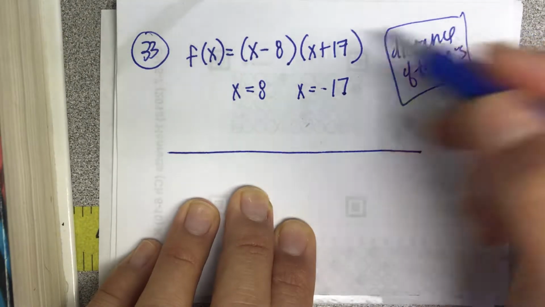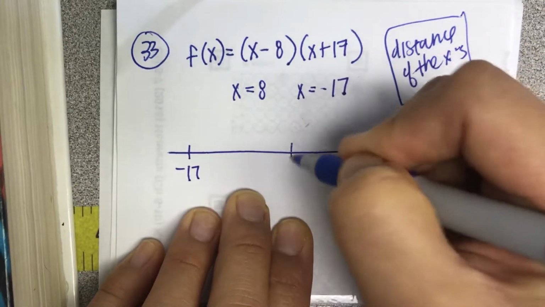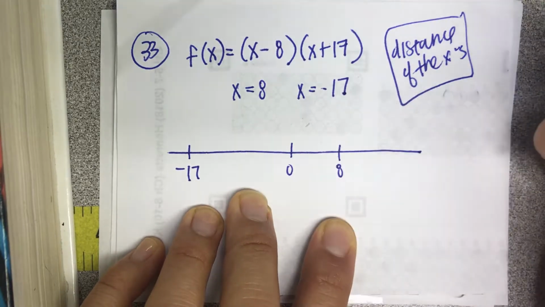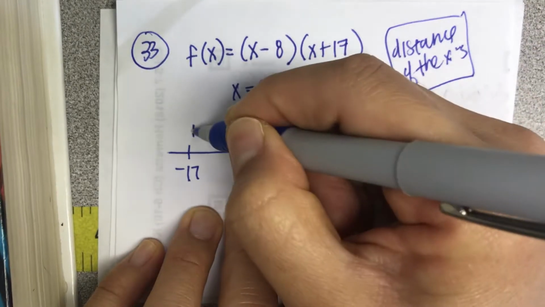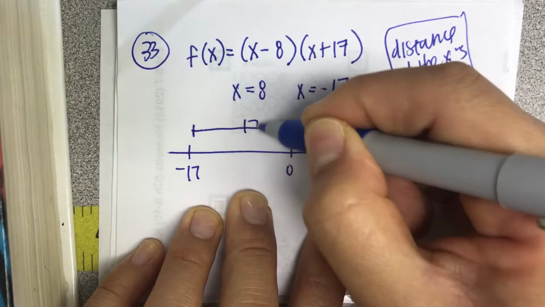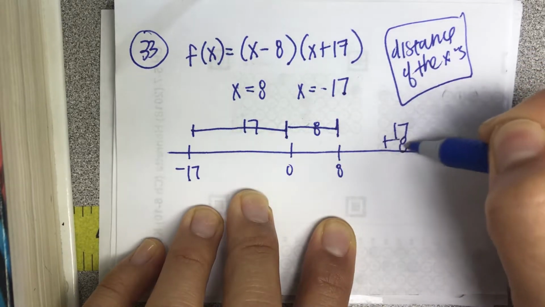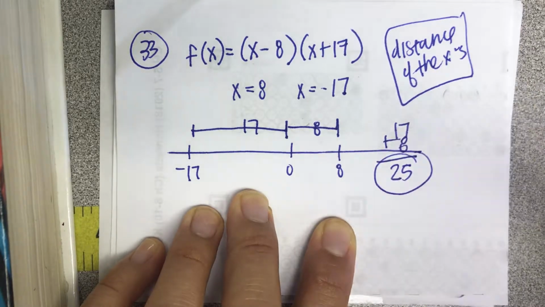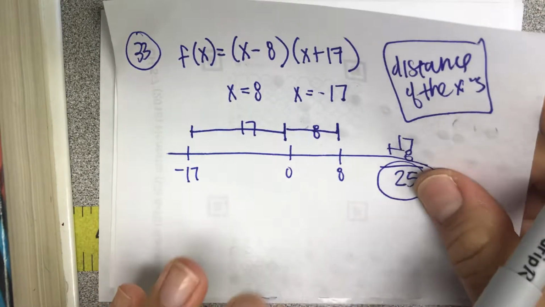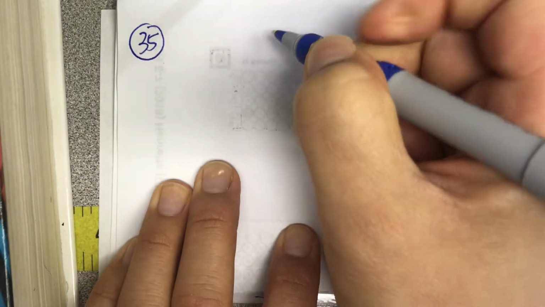They want to know what's the distance between this. So think of it like on a number line, okay? Negative 17 is here, 0 is here, and 8 is here. How much is this distance? Basically, it's going to be 17 right here, and then from there, it's going to be 8. 17 plus 8 is 25. Another very simple one.